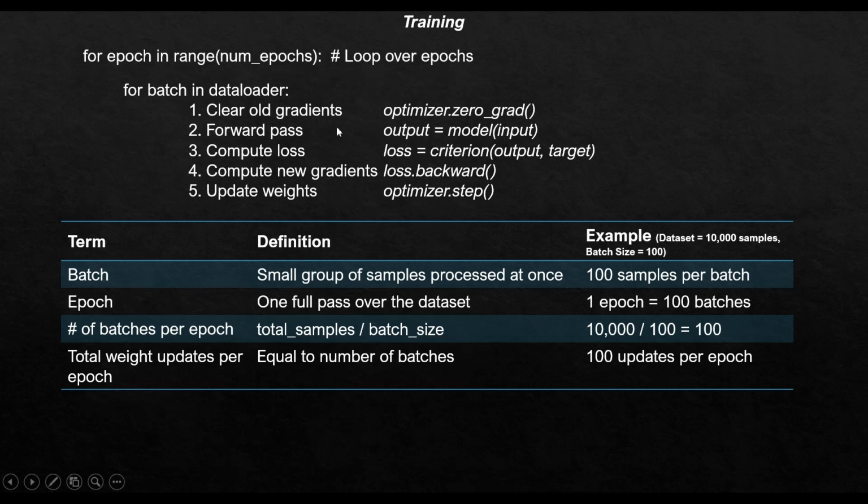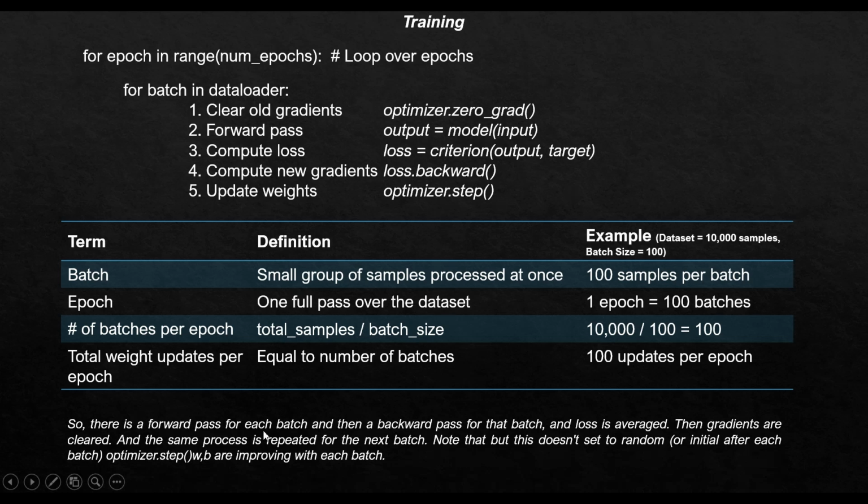And then you do that again for the number of epochs. So when you say 1 epoch, it would mean that it has seen all of the 100 batches. So if you run it for 3 epochs, then your model has seen 300 batches, and that's how it's done.